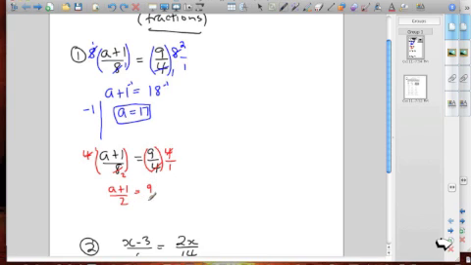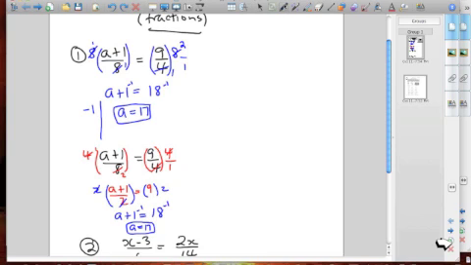Now funnily enough, I ended up still with the denominator. So in order to get rid of that denominator, I do exactly the same thing. I multiply both sides by the denominator, which is 2. Multiply this side by 2, multiply this side by 2. These two cancel, so I get a plus 1 equals 2 times 9 is 18. And look where I am here, back to where I was. Subtract 1 from both sides. A equals 17. Same answer as above.